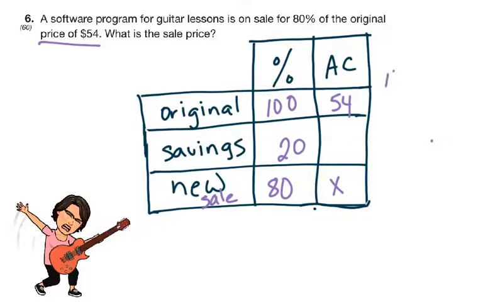So we're going to set up a proportion, which is 100 over 80 equals 54 over X. Then you're going to cross multiply and finish the problem. Go ahead and pause your video and finish the problem. And when you're ready, go on to the next problem.